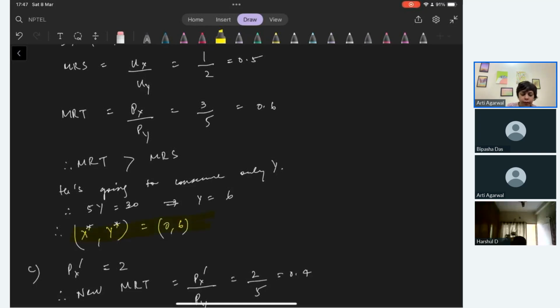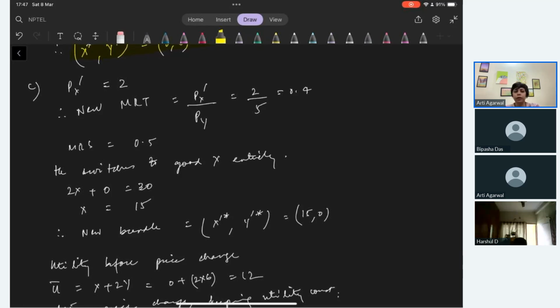Okay. Then we see that the price of X has now fallen to 2. And we compute the new MRT, which is now 0.4. MRS is obviously the same because the utility function is the same. And now we see that MRT is less than MRS, right? Therefore, he is going to consume entirely X. He does not consume Y at all.